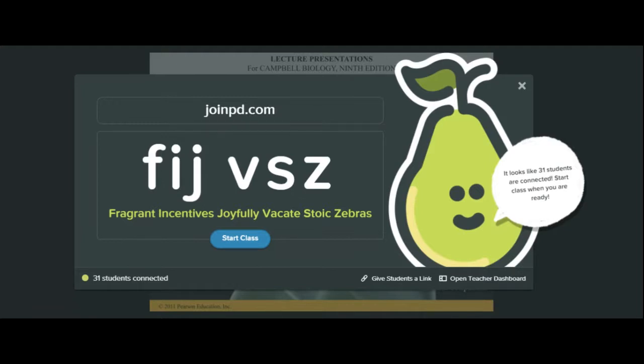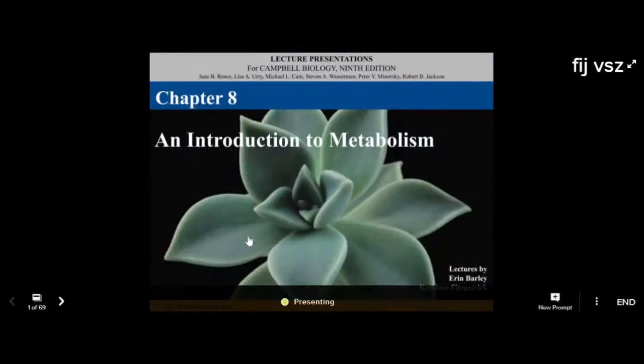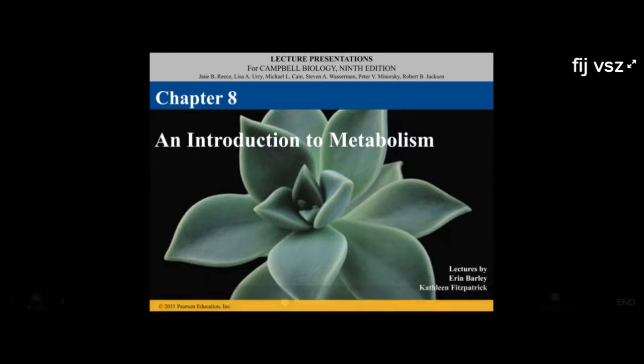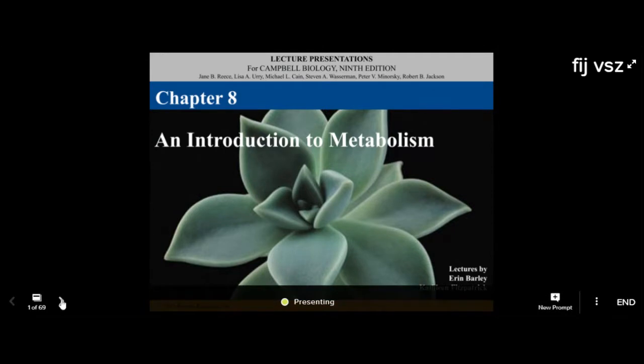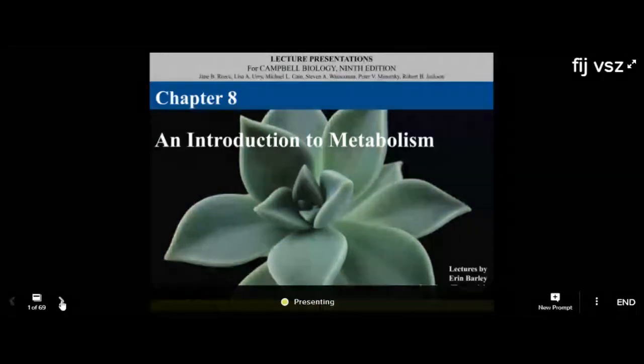Okay. All right, let's go and get this party started here. So this is from, I'm not sure which book you guys have. It should actually be the right chapter for you. This is Introduction to Metabolism, which has a lot about enzymes in it.